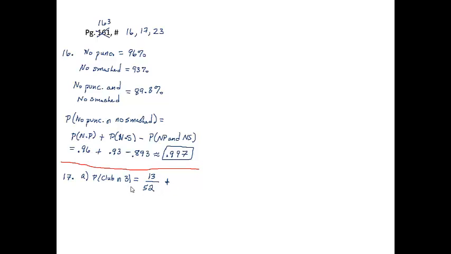Plus the probability of getting a 3. Again, 52 cards in your deck. How many of them are 3s? 4. Minus the overlap. So you want to know how many cards in your deck are 3 and a club. So a club that's a 3, there's only 1. So that's 1 out of 52. And this is approximately, let's get our calculators. And we get 0.308.